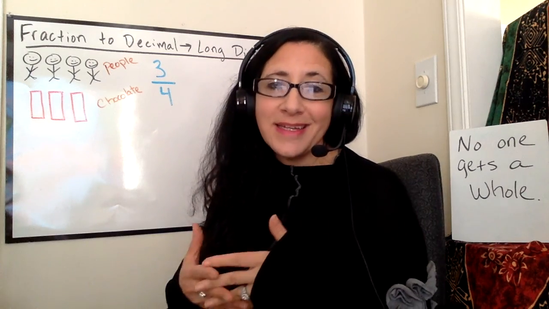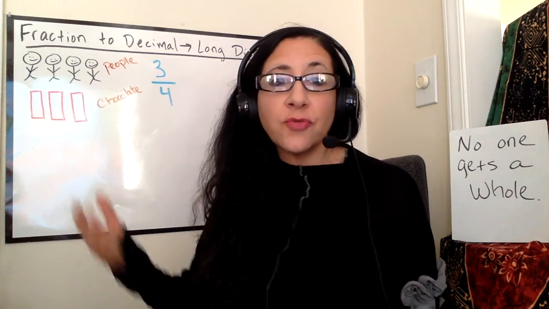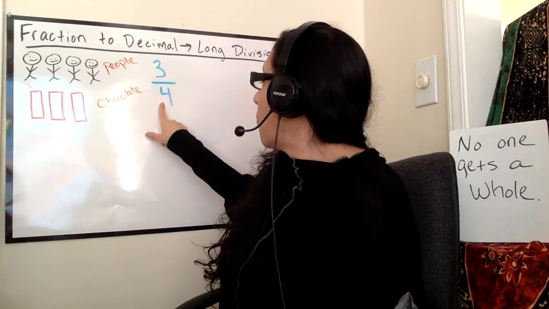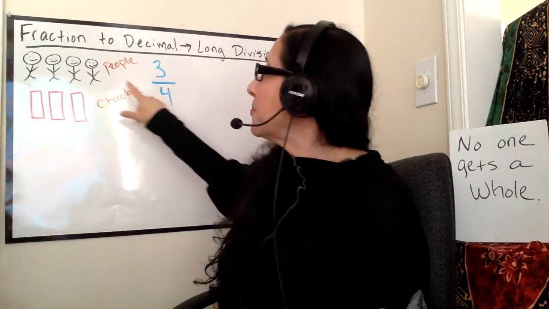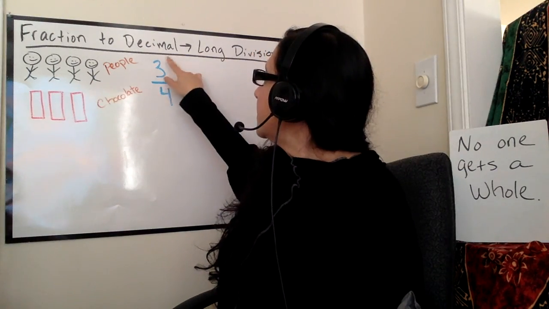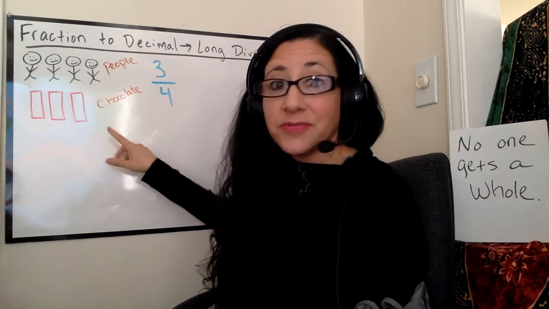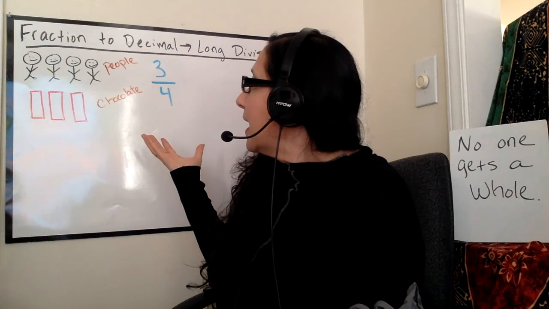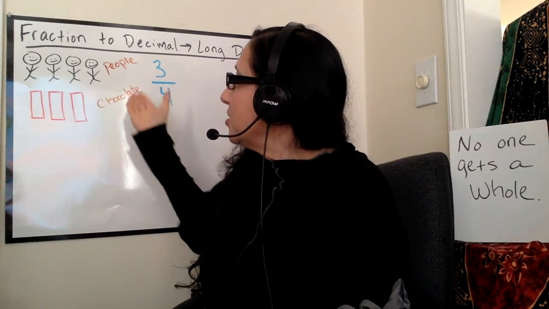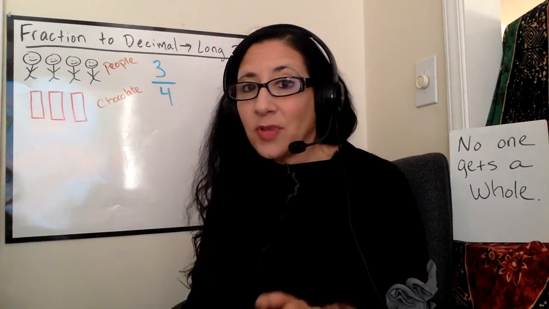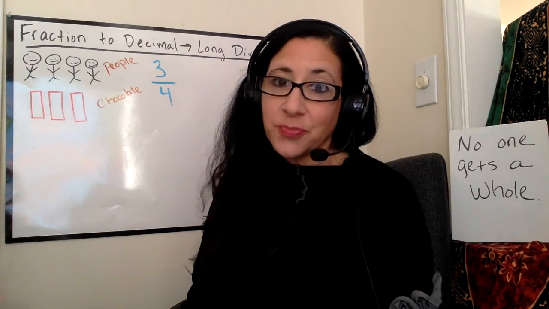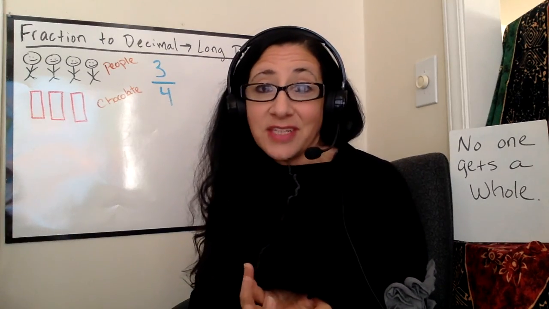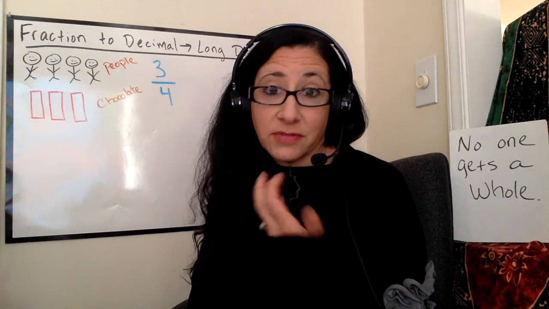So I want to connect the division to a real world problem. In this case, let's say this 4 in the denominator represents 4 people, and this 3 in the numerator represents 3 chocolate bars. If I want to give each person an equal amount of chocolate, I can't give each person one whole bar because there aren't enough. So what I have to do is give them pieces of those 3 chocolate bars.